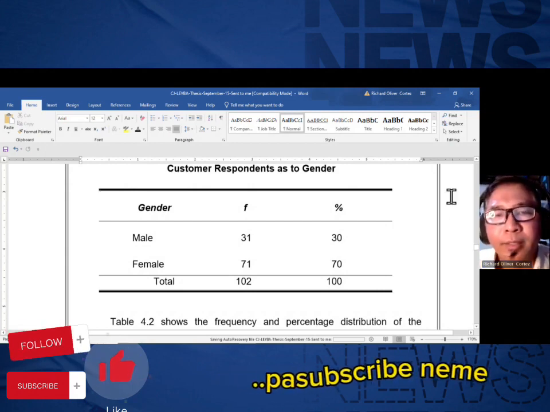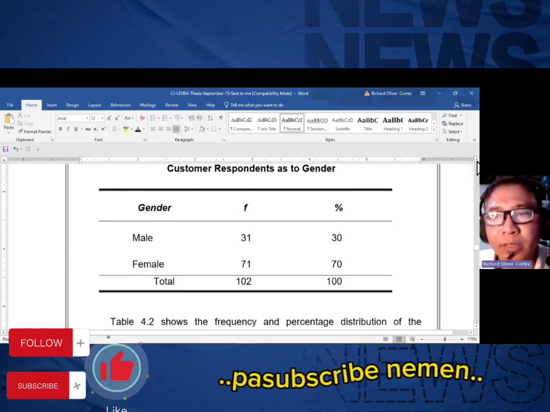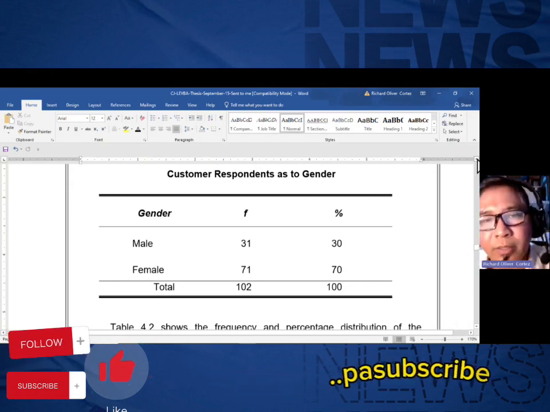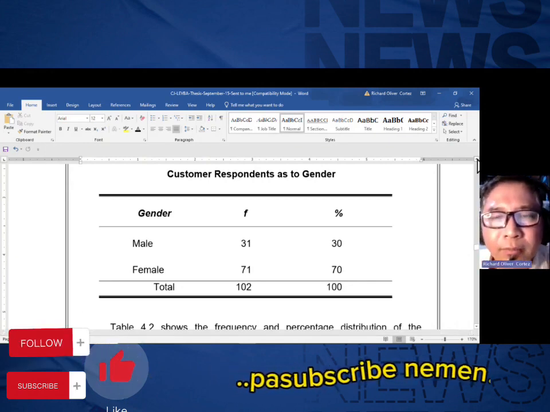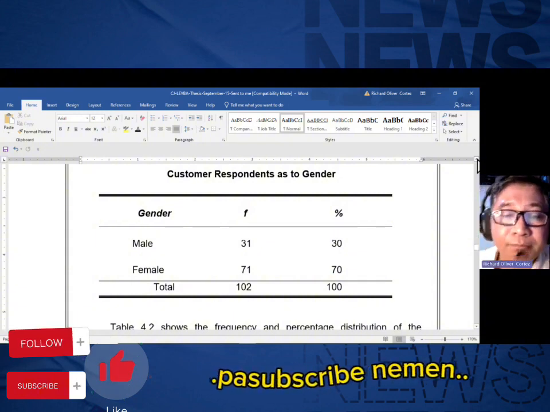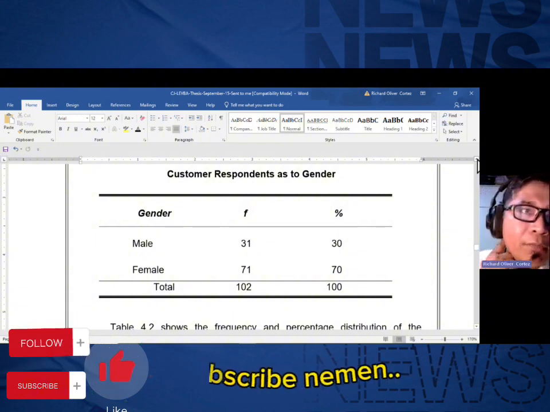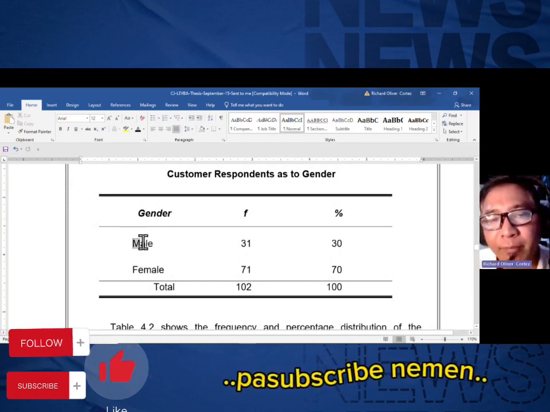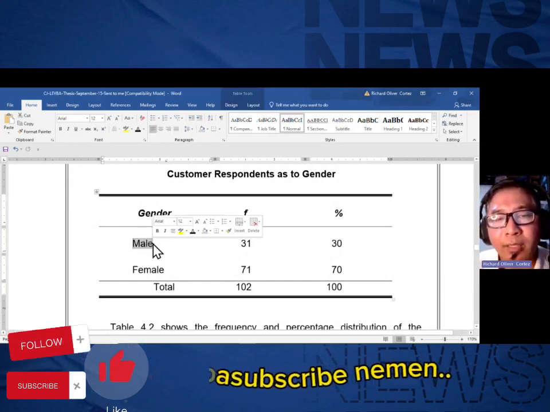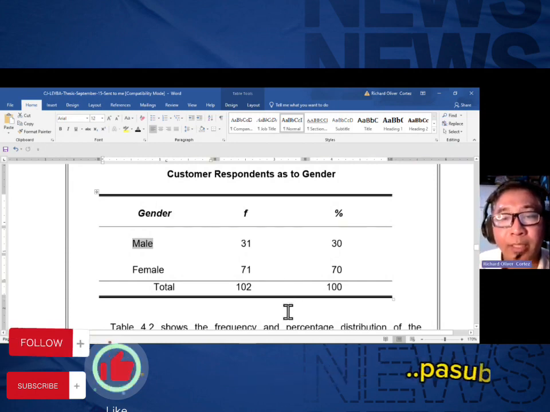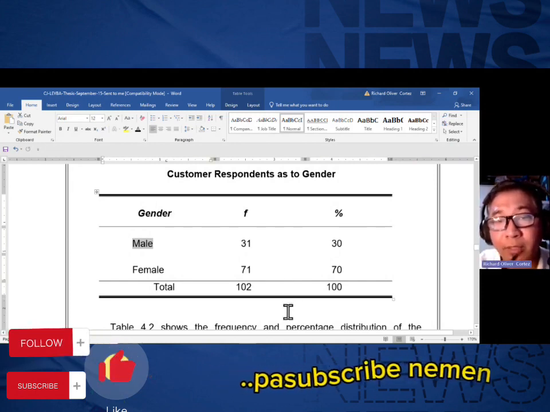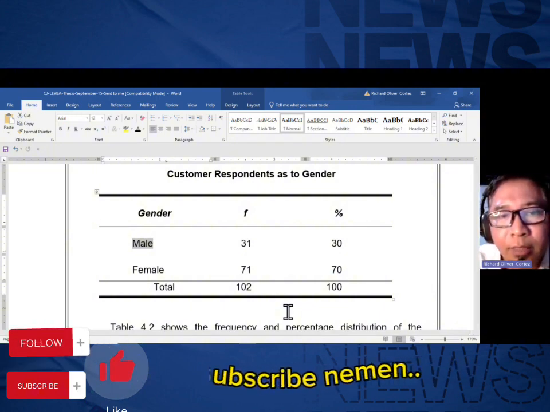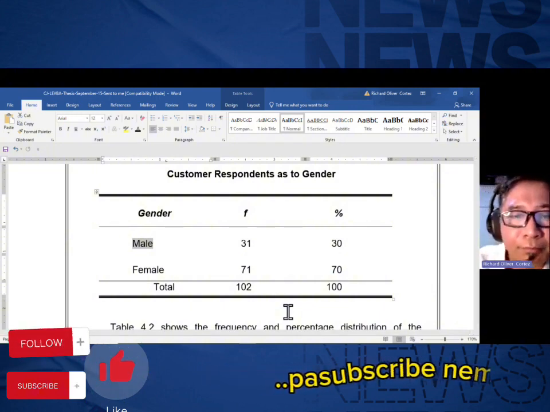Here, this table presents the customers based on gender. So you should also have 4 columns. If your indicators are only two, male and female, there is no need to rank. They are only two, so no need to rank. No need to have a column for ranking, rank number 1 and rank number 2.